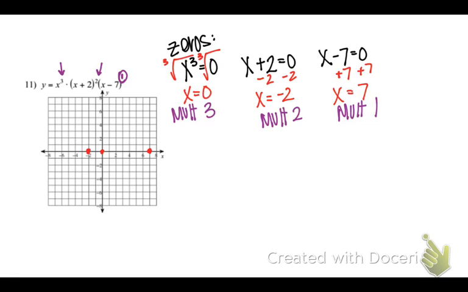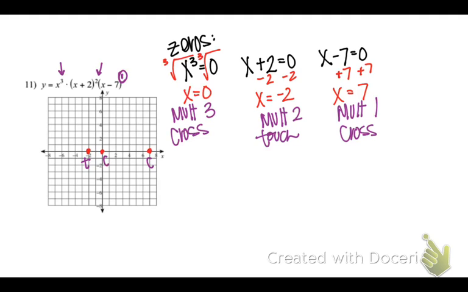Okay. So then odd multiplicities cross. So this one is going to cross, and this one is also going to cross. Even multiplicities touch. So at the 0, this is going to cross. At the -2, it is going to touch. And then at the 7, it's going to cross.